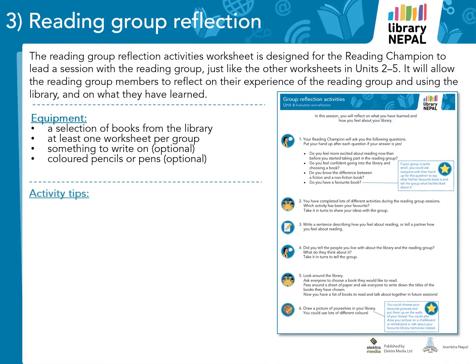Activity 1 is a group activity in which the reading champion asks a series of questions to the students, and they demonstrate their answers by raising their hands. These questions centre around the students' feelings. Are they more confident about using the library now? Are they more excited about reading now? The reading champion could follow up on these questions by asking each student to explain his or her answer in more detail.